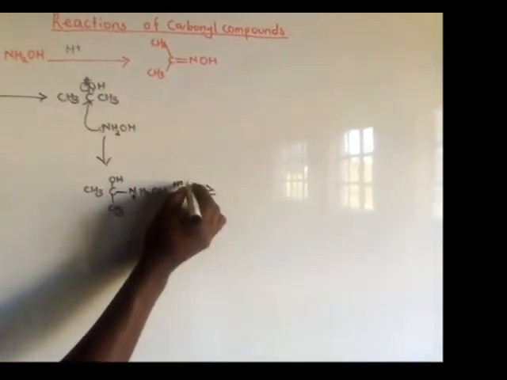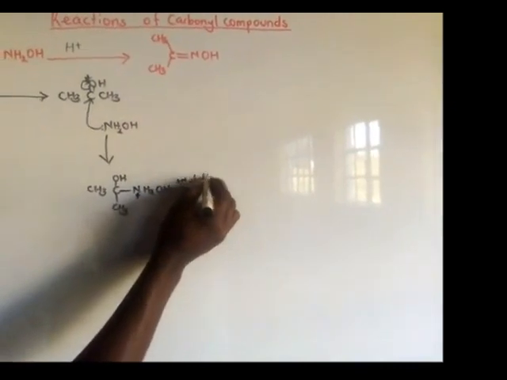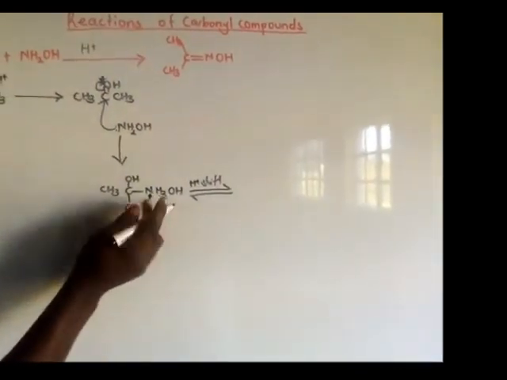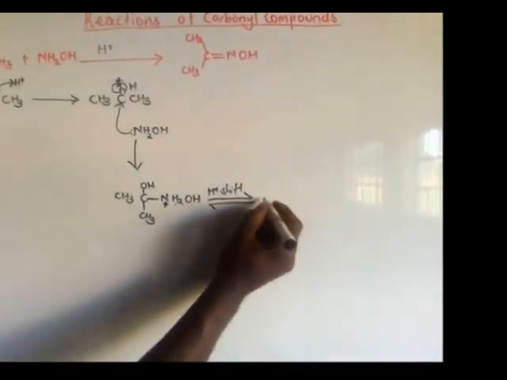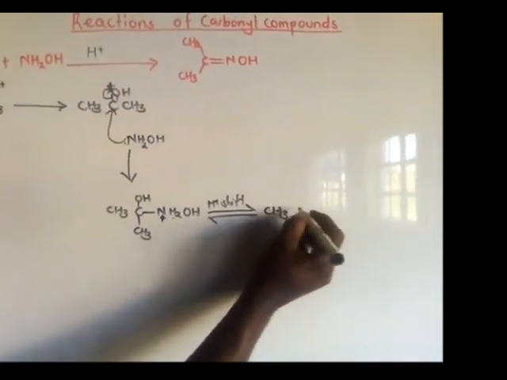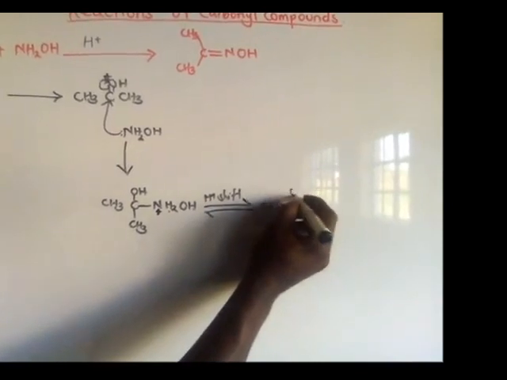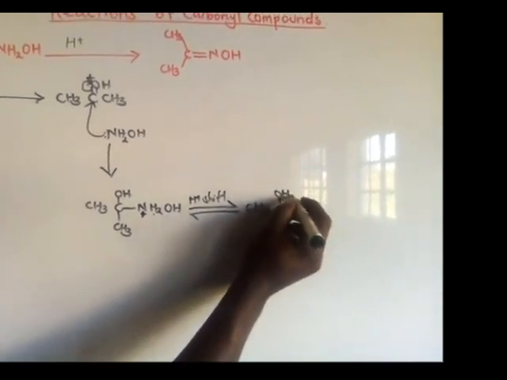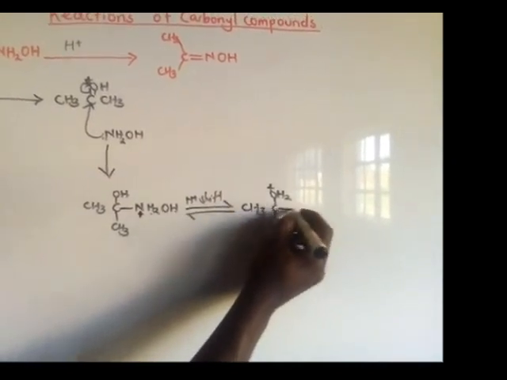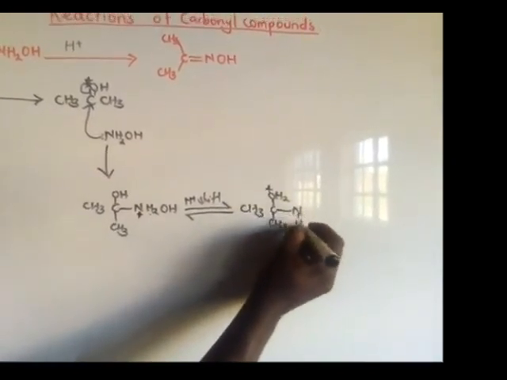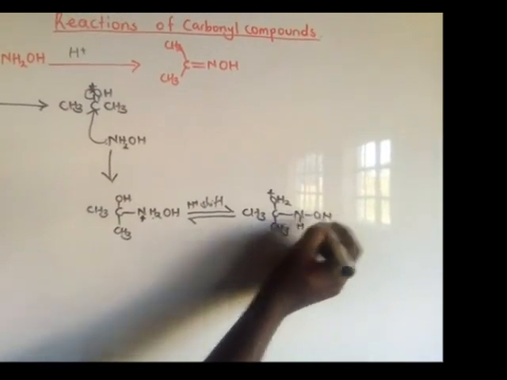or what we call the proton shift. So during a proton shift, this hydrogen here on nitrogen is going to be given to this oxygen up, and we are going to get C3, or it's going to be O2 plus C3. Then nitrogen is going to remain only with one hydrogen and OH.